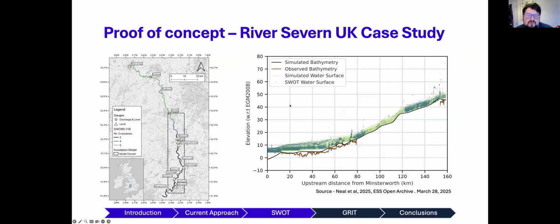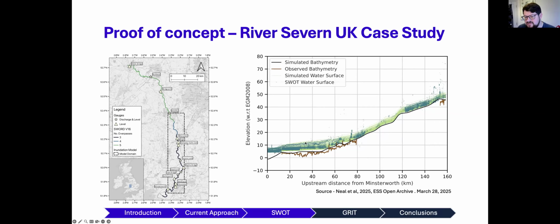And we ran this approach over the River Severn in the UK, and this is a study that's currently in review and in preprint on ESS Open Archive. This is where we used SWOT version C data over the River Severn in the southwest of England, which is actually quite a small river. It's about 60 to 70 meters wide max, which is below what SWOT was originally designed to see, at 100 meters wide.